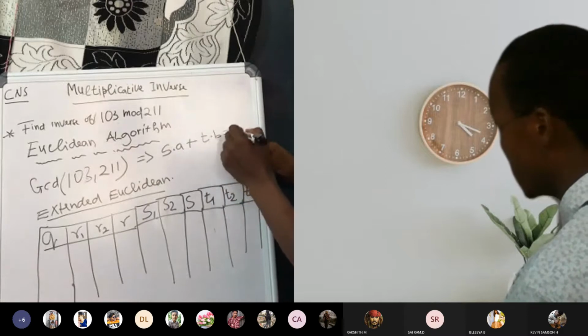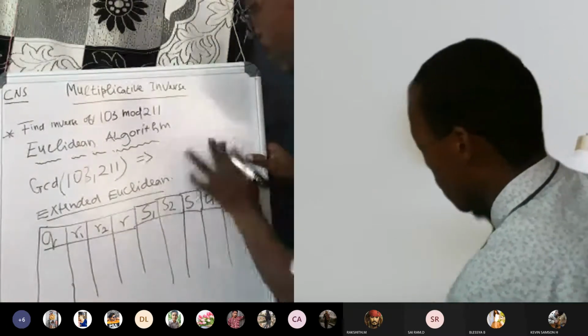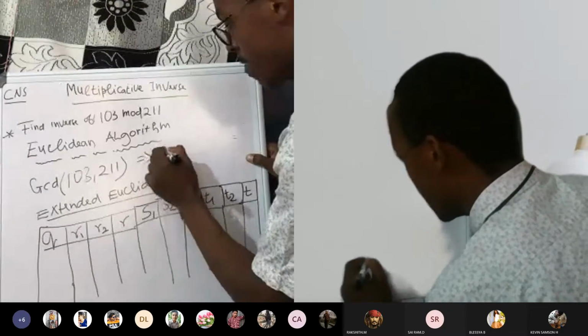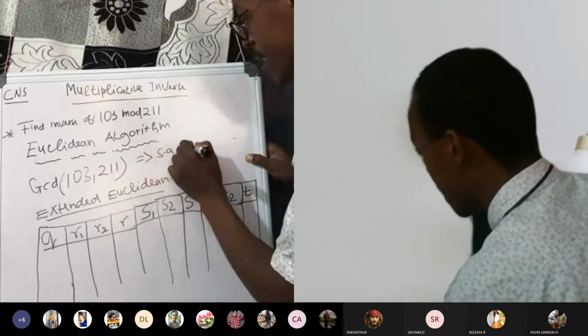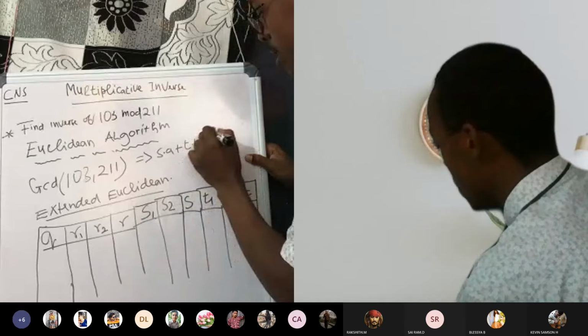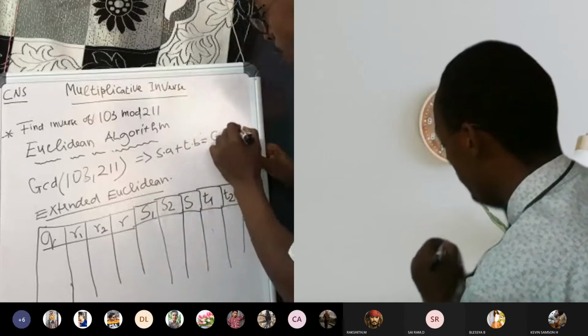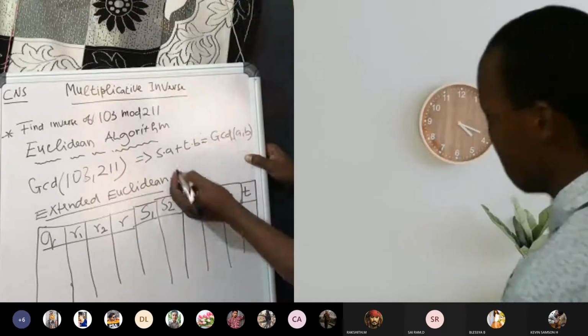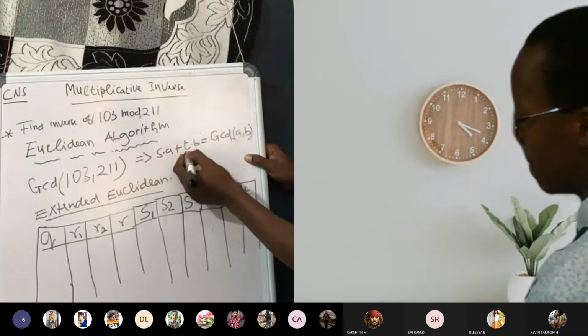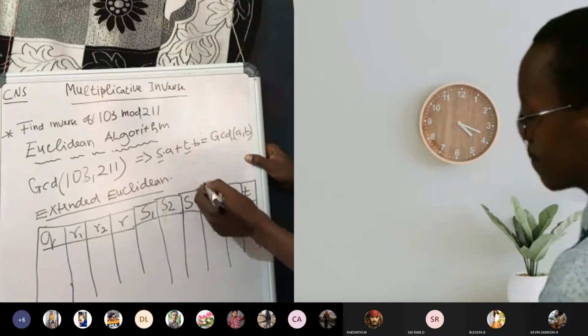T into B, it should give us, let me write here in very small letters. When you take S into A plus T into B, this should give us the GCD of A comma B. Okay, so we want to find the value of S and T.